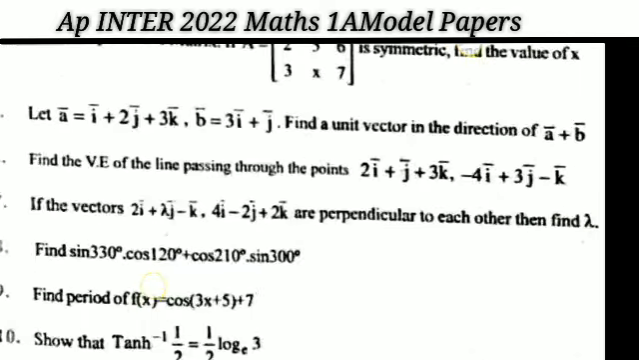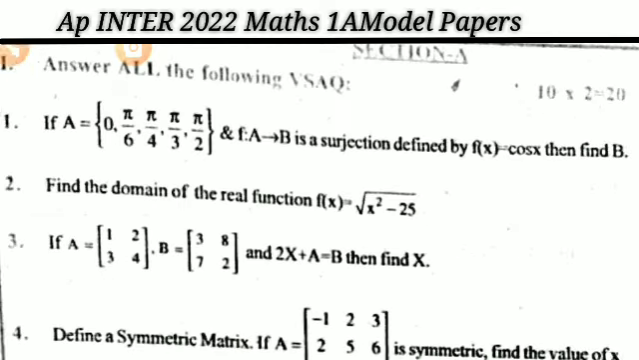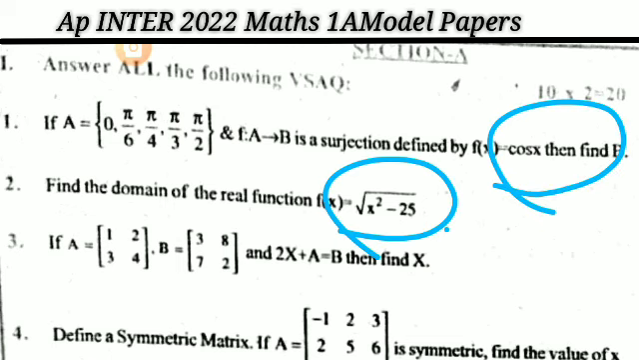See the second paper. If f is a surjection, then find b. And find the domain of the function. Next, 2x plus a is equal to b, then what is x? Define symmetric matrix, and if this is symmetric, find the x value. What is the definition of the symmetric matrix?